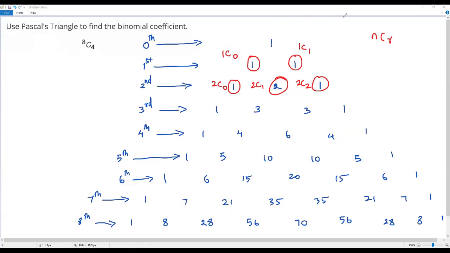In the 8th row, let's consider the first term: this is the value of 8C0, this is the value of 8C1, this is the value of 8C2, this is the value of 8C3, and 70 is the value of 8C4. So using Pascal's triangle, the value of the binomial coefficient 8C4 is 70.